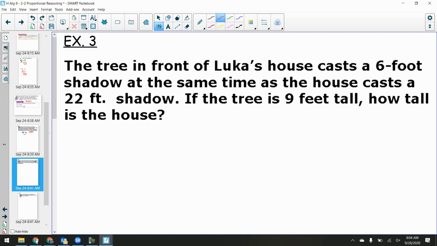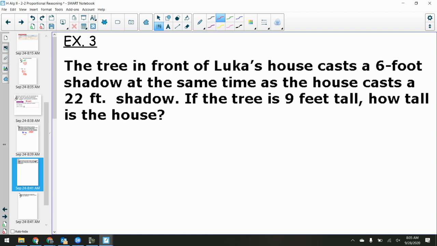The good old tree and shadow problem. The tree in front of Lucas' house casts a 6-foot shadow at the same time as the house casts a 22-foot shadow. If the tree is 9 feet tall, how tall is the house?